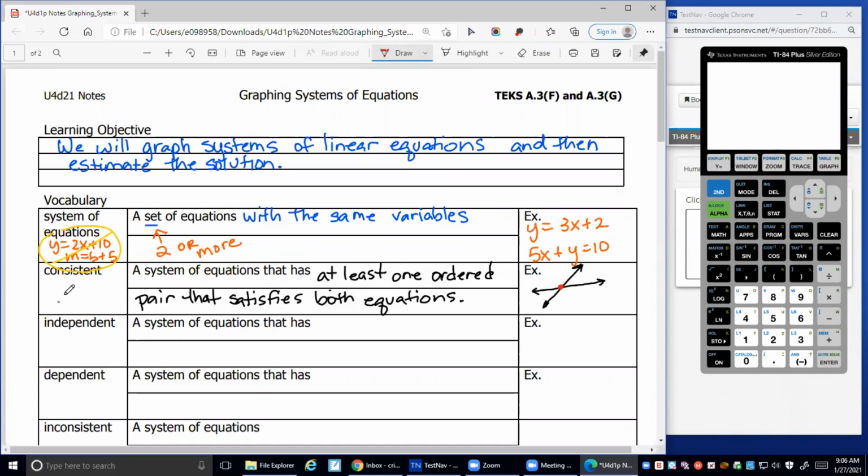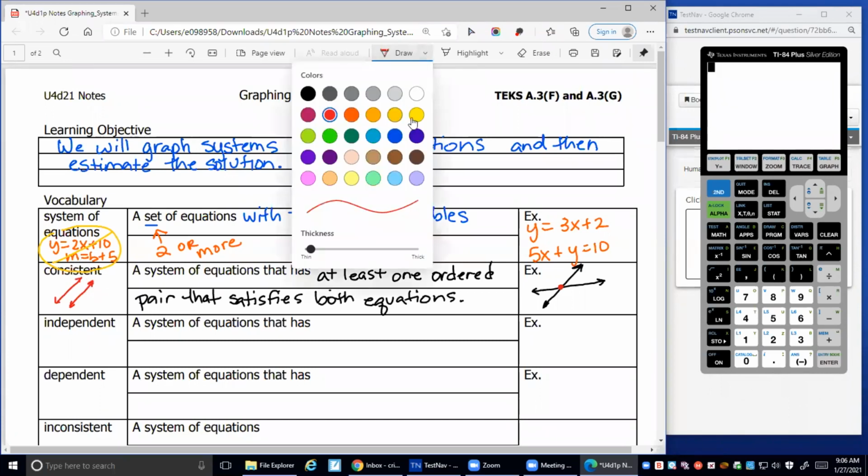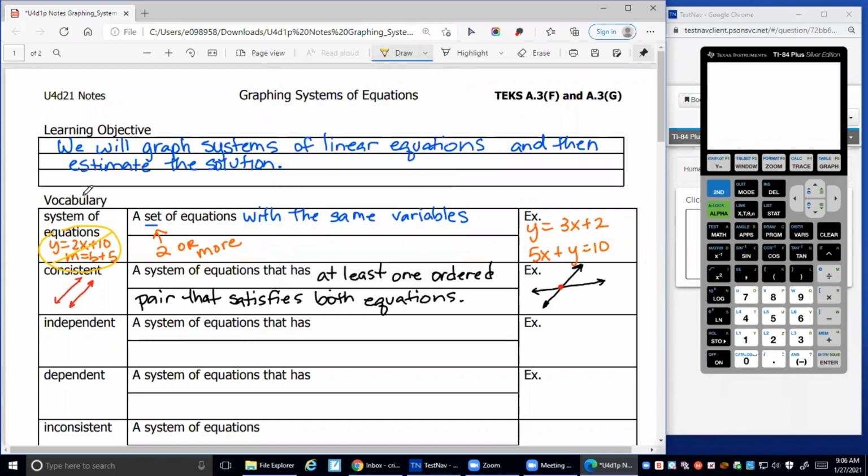Inconsistent might be something like this. You got two lines, right? And they're parallel, so they never ever touch. And that would not be consistent, right? Because you don't even have one single point, not one single ordered pair that satisfies both equations. So this would be my counter example. And everybody knows, right, by this point, over here on the side, these are all my counter examples. These are examples of what is not, okay?